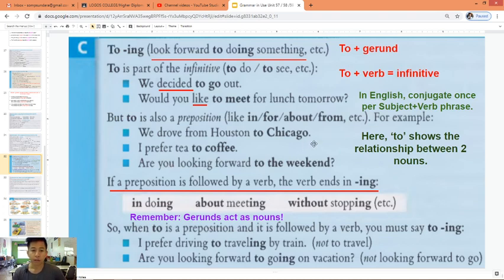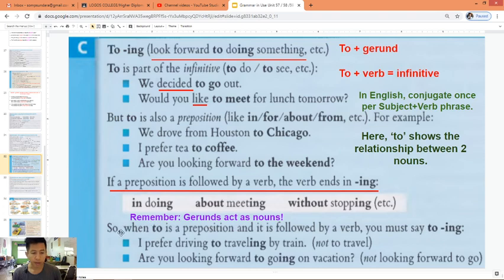So if to is there to show a relationship between two nouns, it acts as a preposition. But if to follows a verb, it's 99% part of the infinitive. When to acts as a preposition, we remember from part B and part A of your book that a preposition is followed by a verb, and the verb ends in -ing.